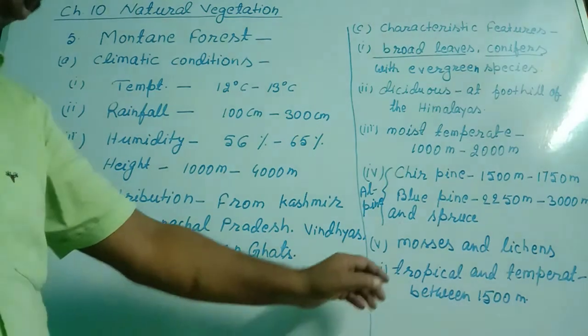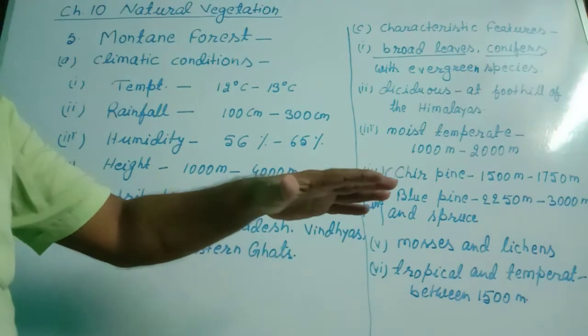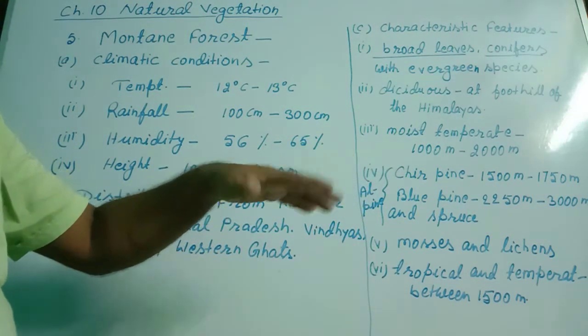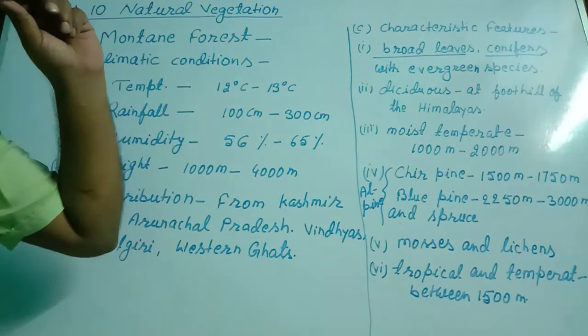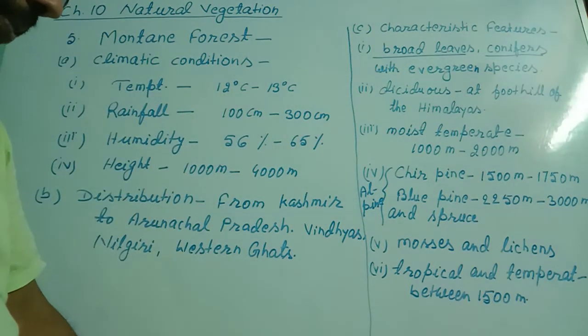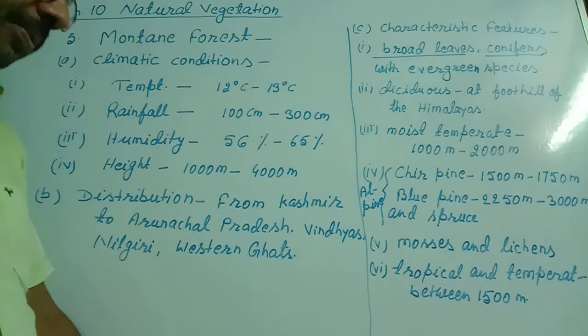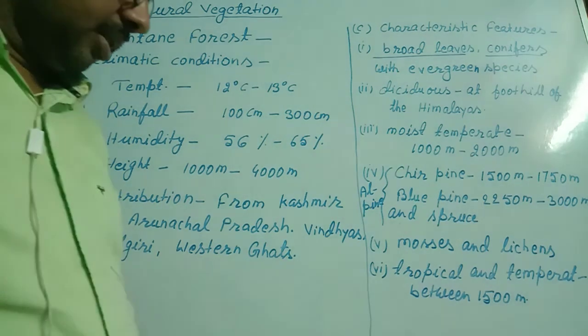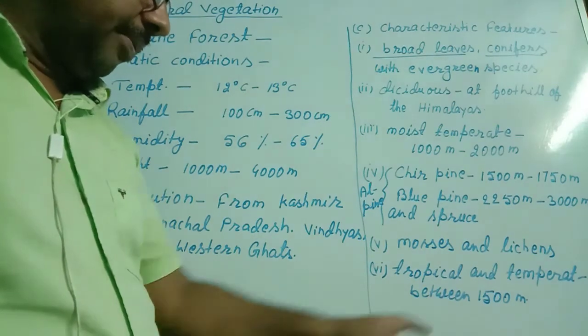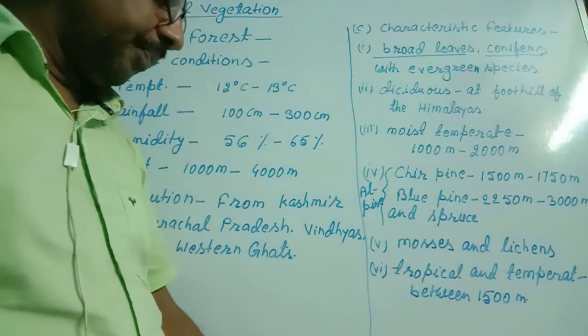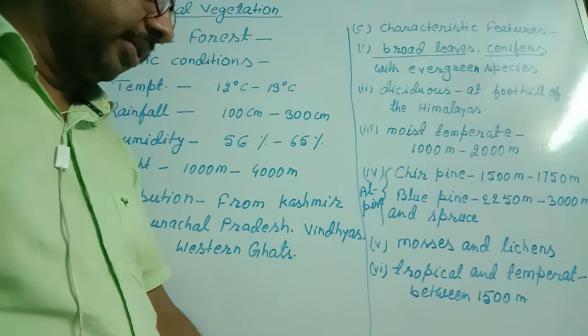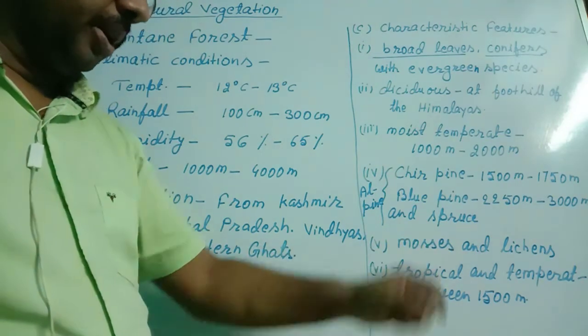Now we talk about the mountain forest of peninsular India or Deccan Plateau. There the heights of the mountains are very low. So between 1500 meter, both types of vegetation are found, those are tropical and temperate.